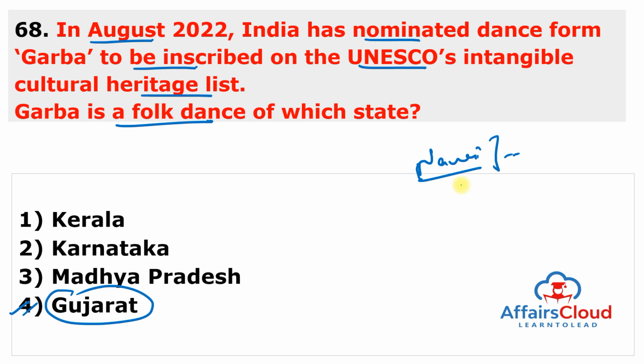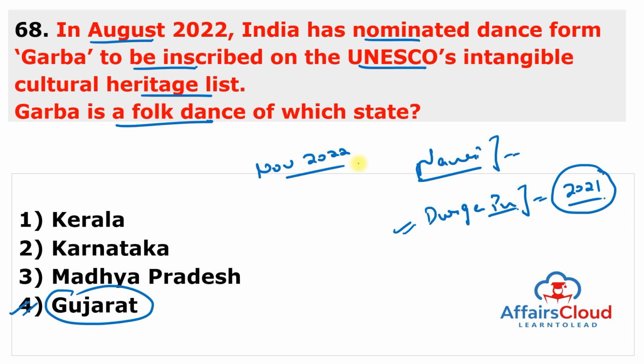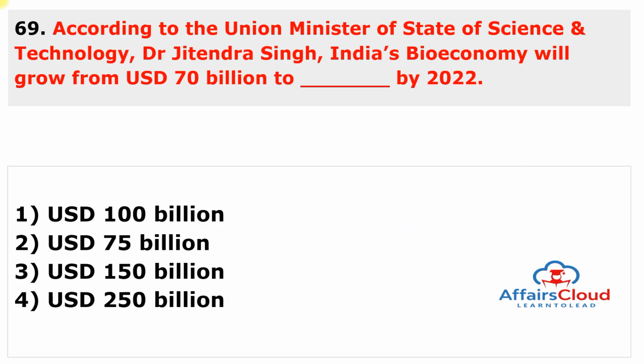And the director and representative of the UNESCO announced that after the inclusion of Durga Puja in the UNESCO Intangible Cultural Heritage Representative List in 2021, India has nominated now Garba for 2022. Earlier in 2021, Durga Puja was added in the UNESCO Intangible Cultural Heritage List. And the upcoming meeting of the UNESCO will be held in November 2022. So remember, India has nominated the dance form of Garba from Gujarat to be inscribed on the UNESCO Intangible Cultural Heritage List. Moving to the next question.